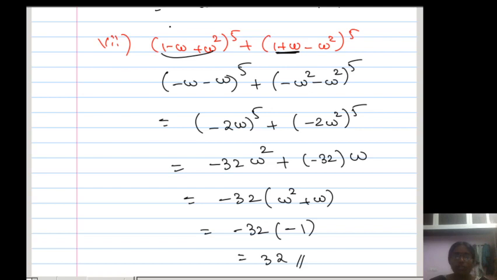So this is your exercise 2B, first bit problems. In the next sessions we will discuss the second bit and third bit.